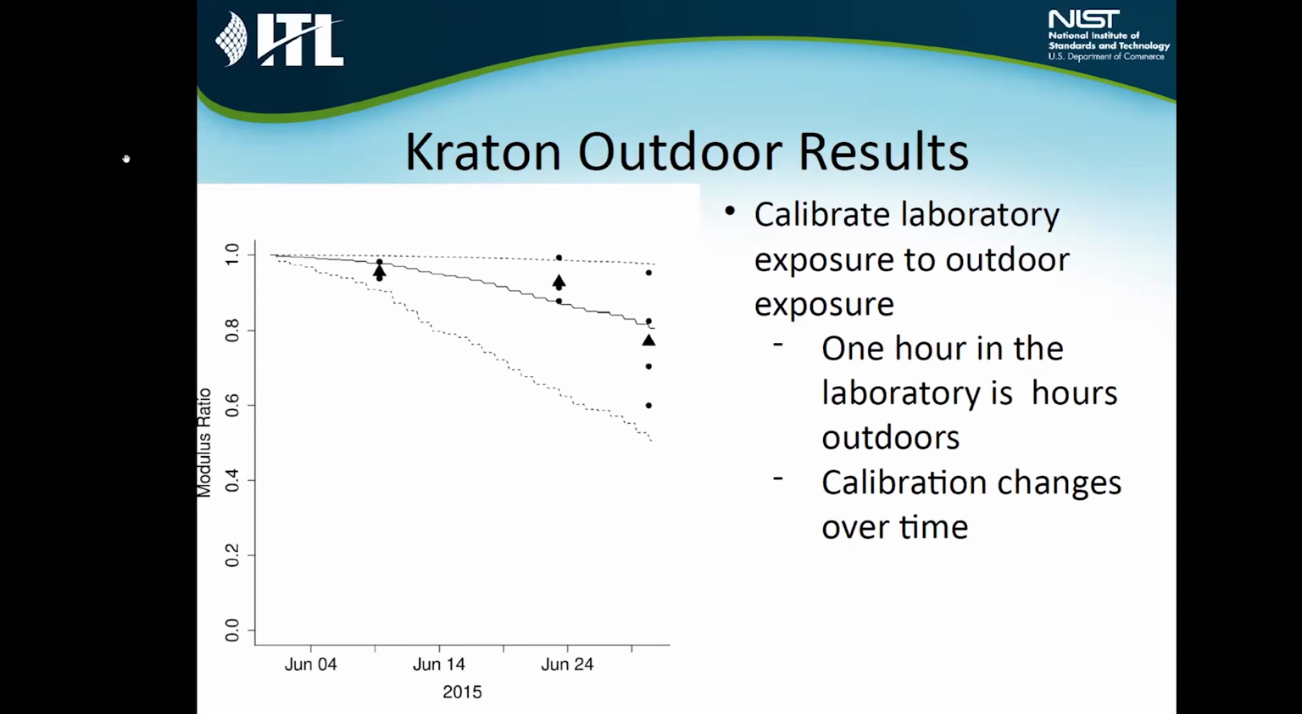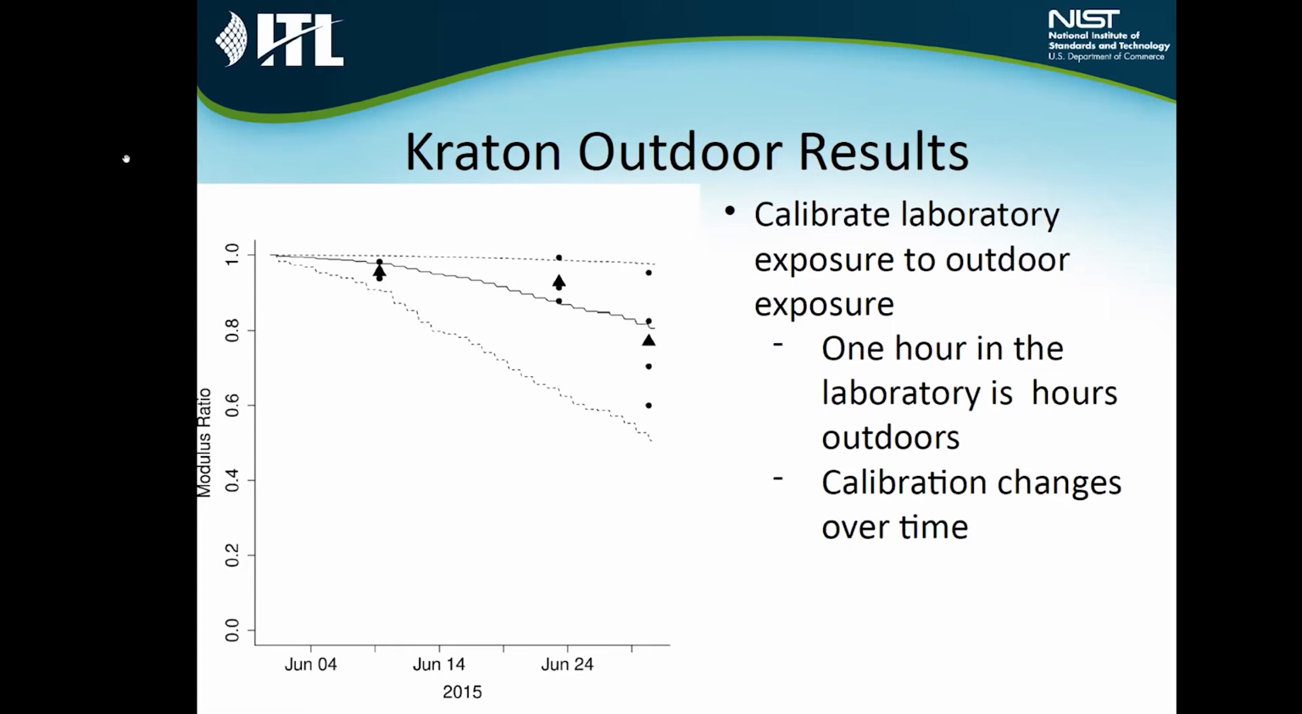However, there's a catch, because to get that level of matching, there had to be a calibration. We had to do a calibration of 1 hour of weathering on the sphere equals X number of hours of weathering outdoors. Now, generally, this would be okay, except it was unfortunate that that calibration did not hold over time.